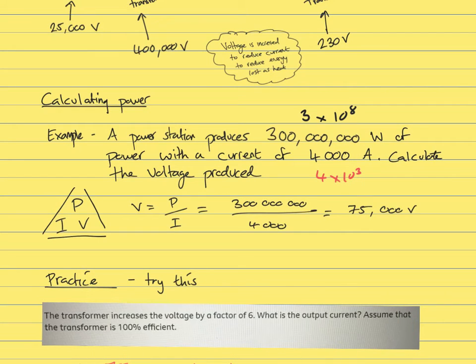It says to assume that the transformer is 100% efficient because, as we know from Sankey diagrams, not all energy transfer is efficient. Some energy is lost. But we're going to pretend that it's 100% efficient and that no energy is lost here. So these numbers now are fixed. This increases 6 times. This stays the same. What is the current? Have a go.